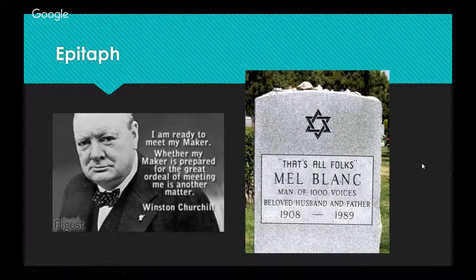An epitaph is a short text that honors a deceased person. And typically we think of an epitaph as being inscribed on someone's tombstone. Many writers, poets, people of political ranking have written their own tombstones. And Mel Blanc, who is the one you see on the right, his says, "That's all, folks." You might recognize him from Looney Tunes.